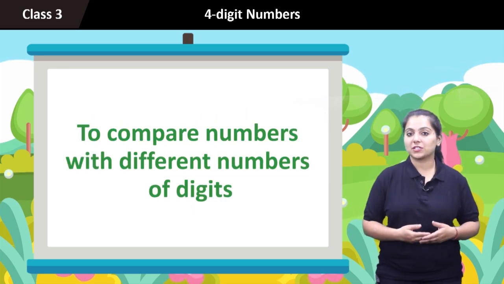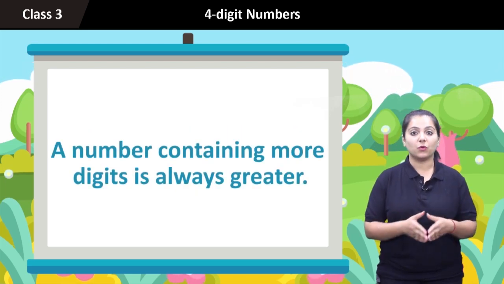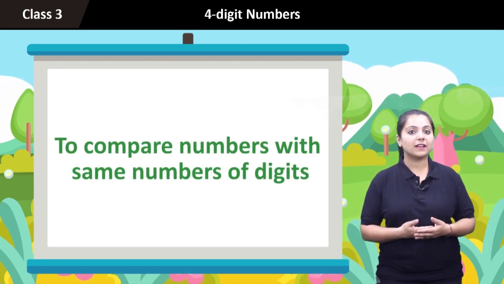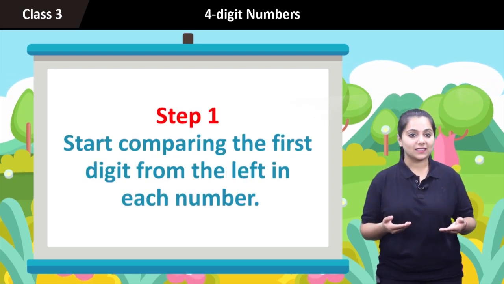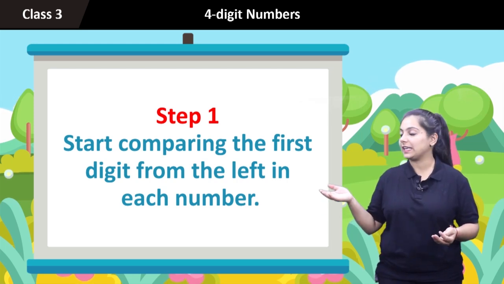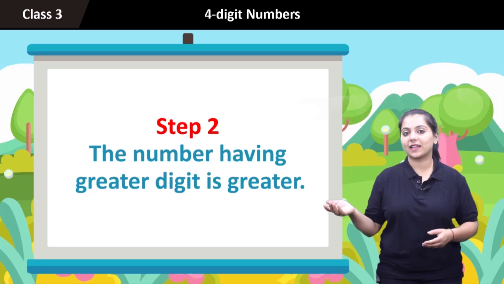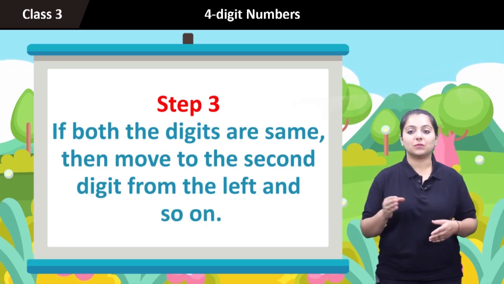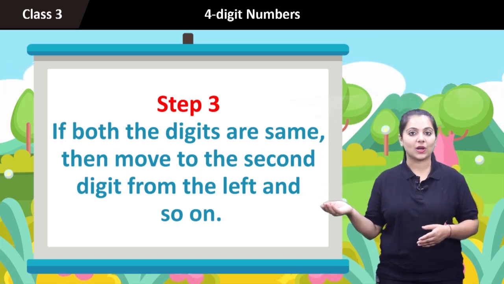Comparison of numbers. We compare numbers to know which number is greater and which is smaller. To compare numbers with different numbers of digits, a number containing more digits is always greater. To compare numbers with the same number of digits, step 1: start comparing the first digit from the left in each number. The number having the greater digit is greater. If both the digits are the same, then move to the second digit from the left and so on.